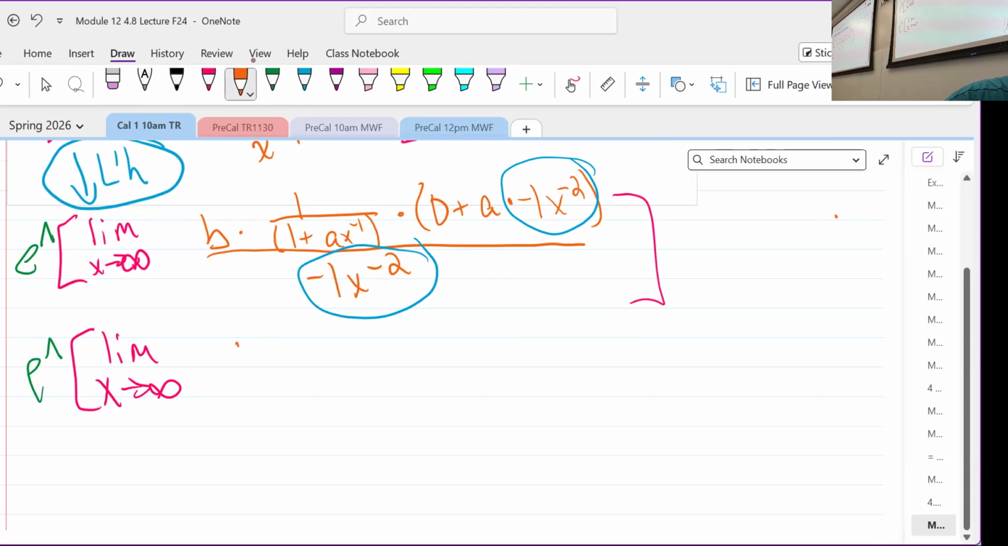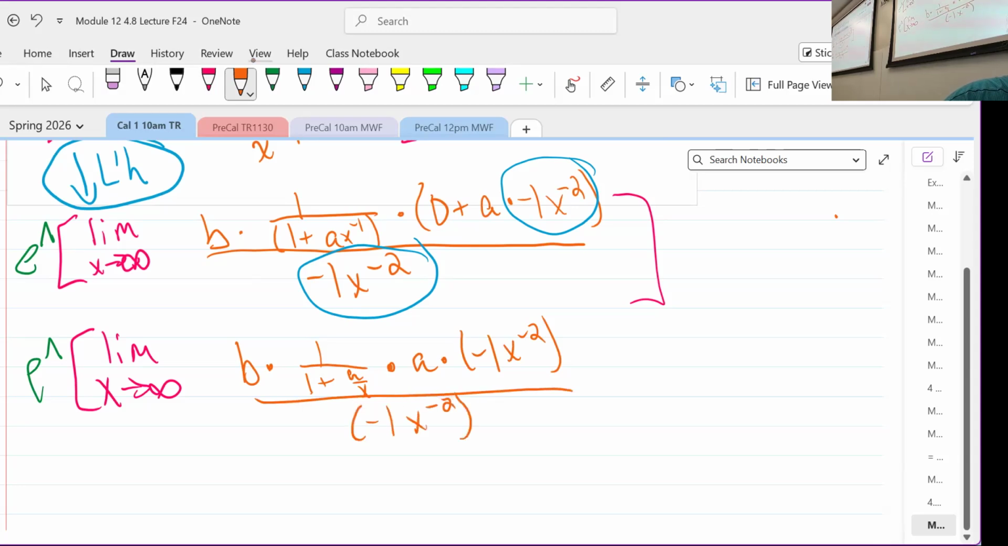So I have b times the 1 over 1 plus a over x. I'm rewriting it because I'm about to do some substitution. Times a times negative 1x to the negative 2, all over negative 1x to the negative 2. All right, so I can see those pieces cancel out. So I'm left with a times b over this 1 plus a over x. Now I can plug my infinity in.